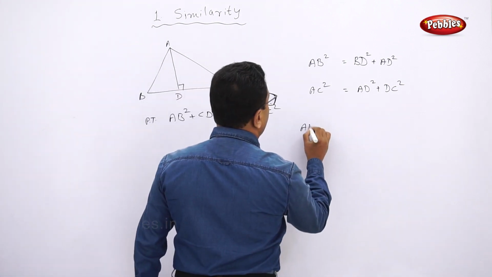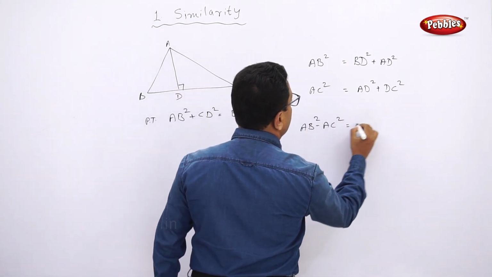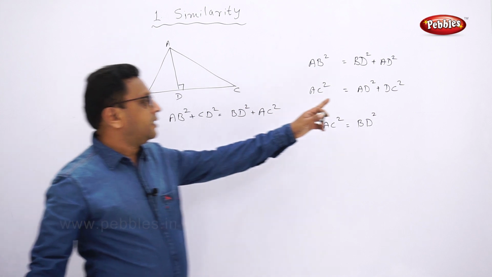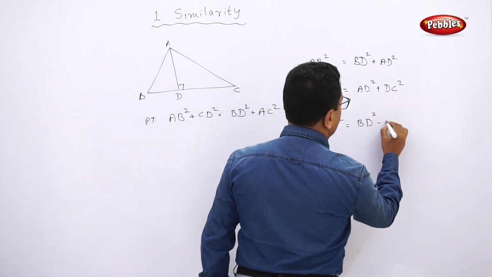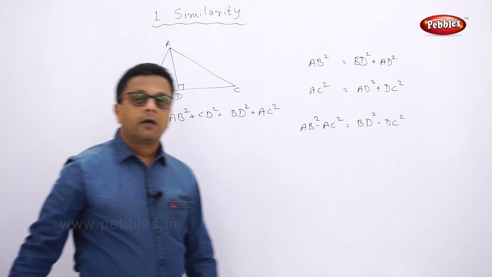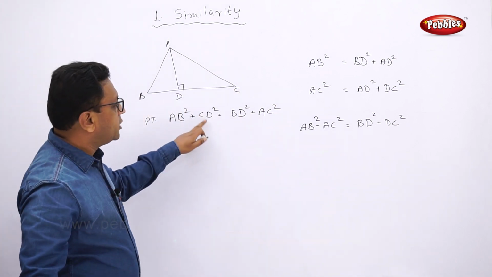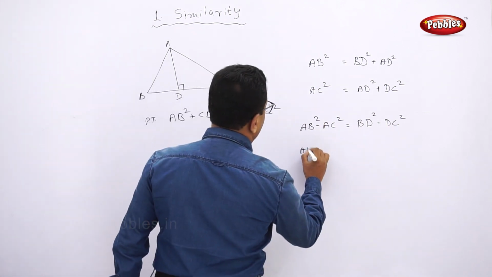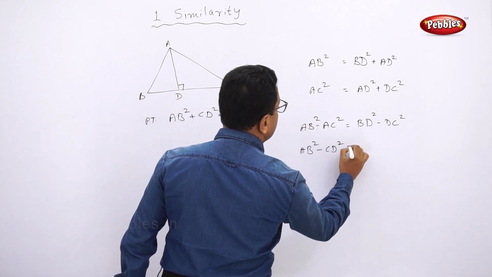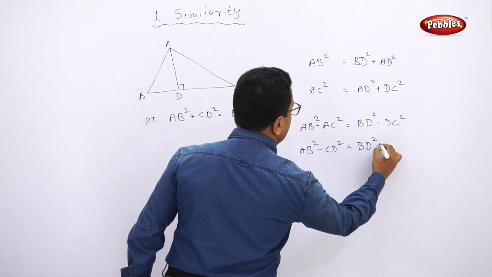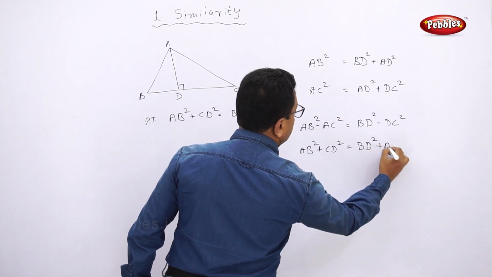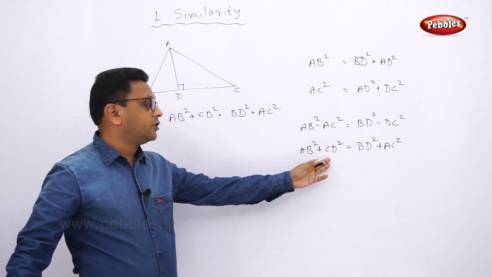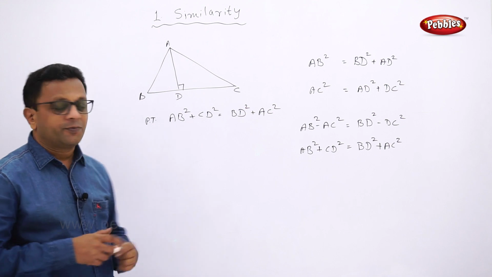So I will get AB square minus AC square is equal to BD square plus AD square minus AD square minus DC square. AD square I will cut, and now here it is positive, so I'll get DC on the left hand side. So I'll get AB square minus CD square is equal to BD square plus AC square. When minus CD comes to this side, it will become plus, and so it is proved.